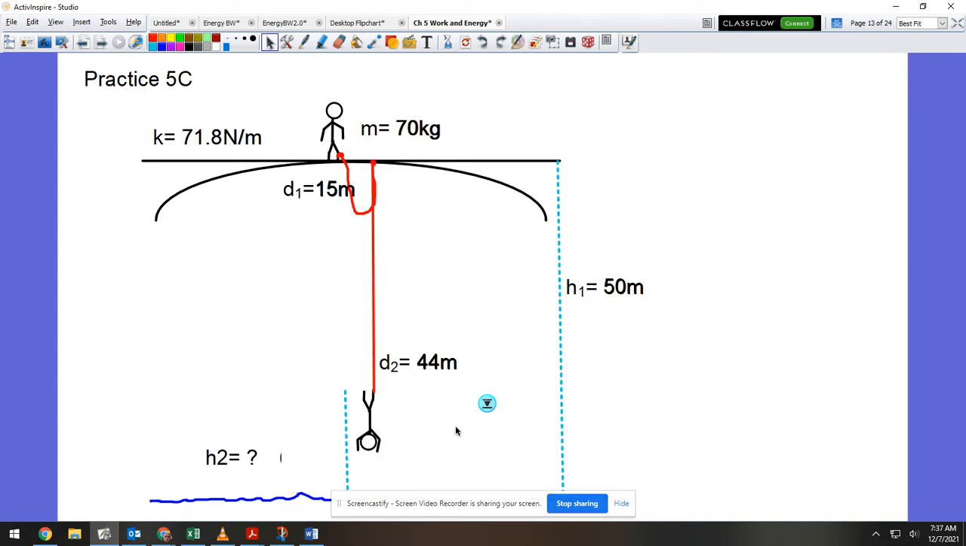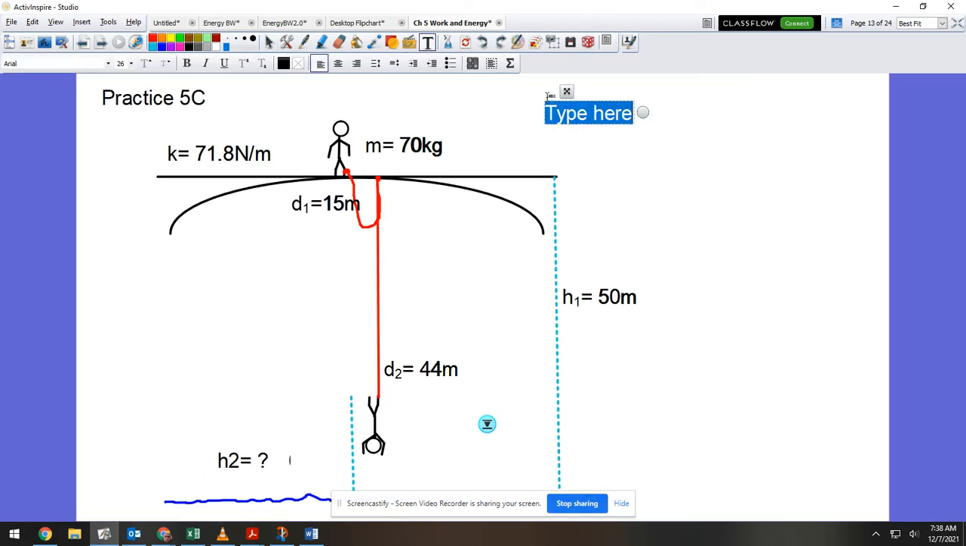So, a little sample practice here. Bob is on top of a bridge, then Bob jumps off the bridge. Bob has a bungee cord that has a relaxed length of 15 meters and a stretched out length of 44 meters. We would like to know, what is Bob's total potential energy? So we need to go in chunks here. We have to do elastic potential energy first.